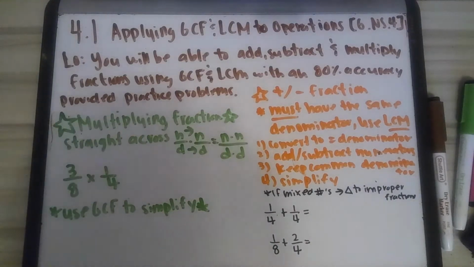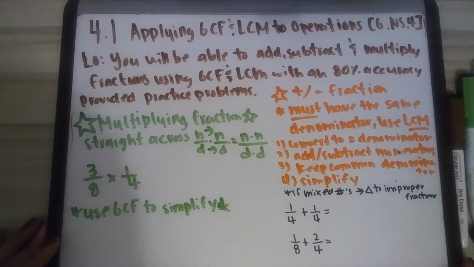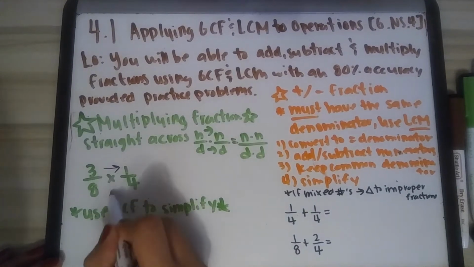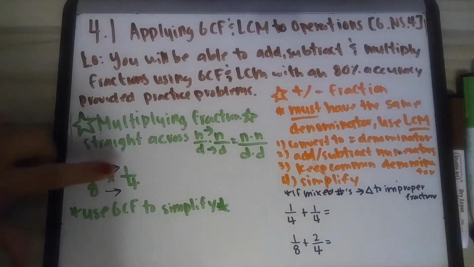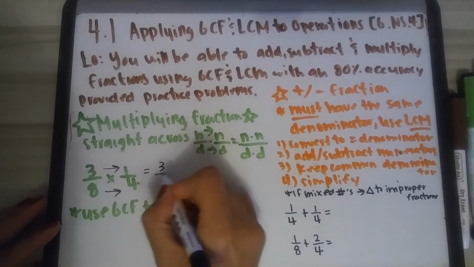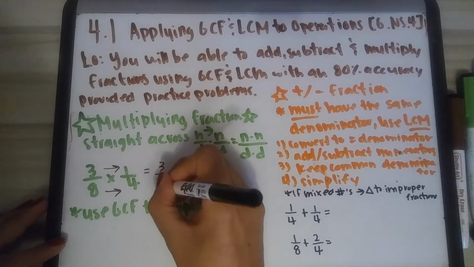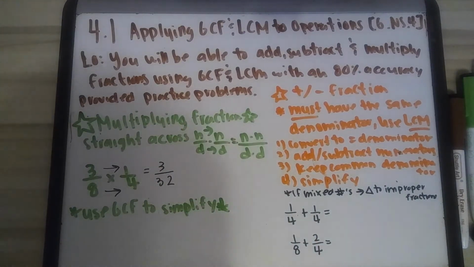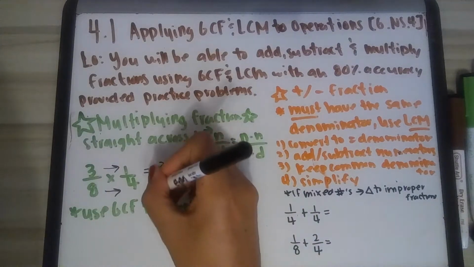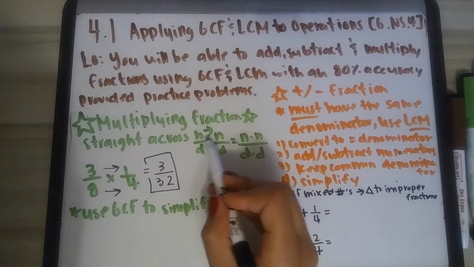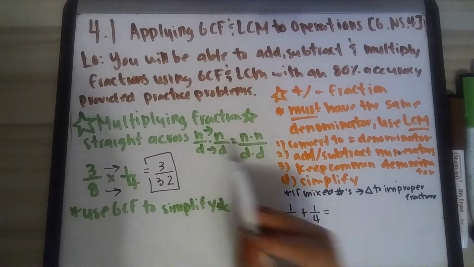So when we multiply fractions, I think it's the easiest operation for fractions. We're going to multiply straight across, and that's all you do. In this case, I'm going to multiply straight across, and then I'm going to simplify. So 3 times 1 is 3, and 8 times 4 is 32. Now, 3 and 32 do not have a common factor, so I am done. I multiply the numerator with the numerator and the denominator with the denominator.